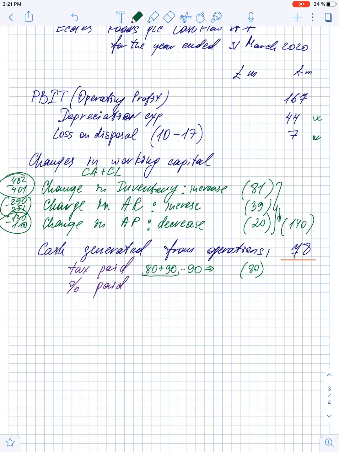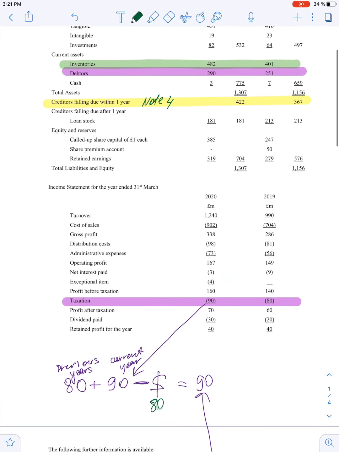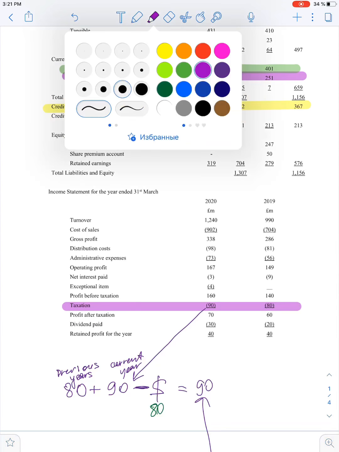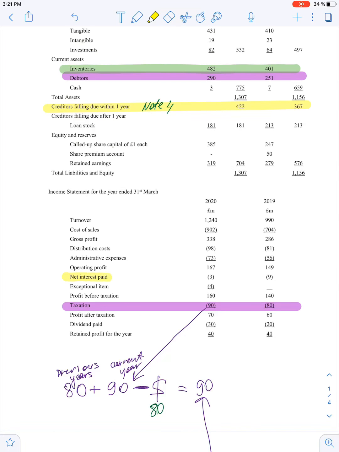As for interest paid, we have to refer to the income statement and, I believe, additional notes. In the income statement, we have the line which reads net interest paid. What does the word net mean? That means that during the year the company has paid some interest, so there was some interest expense, and the company received some income. So this is the net sum of interest expense plus interest income.